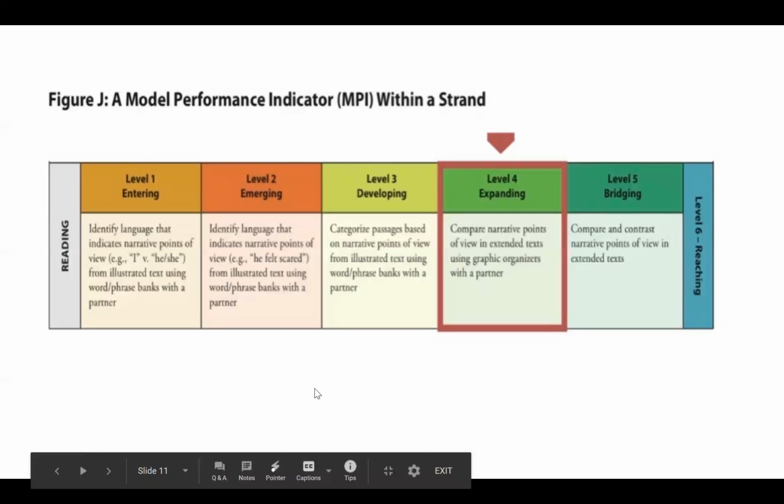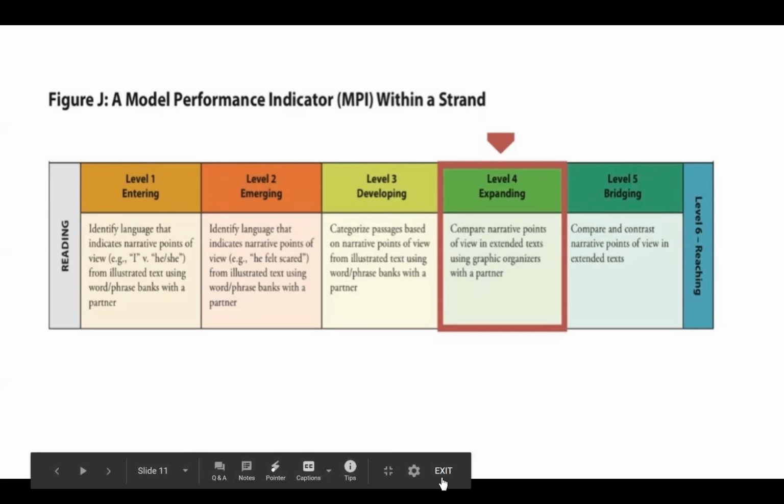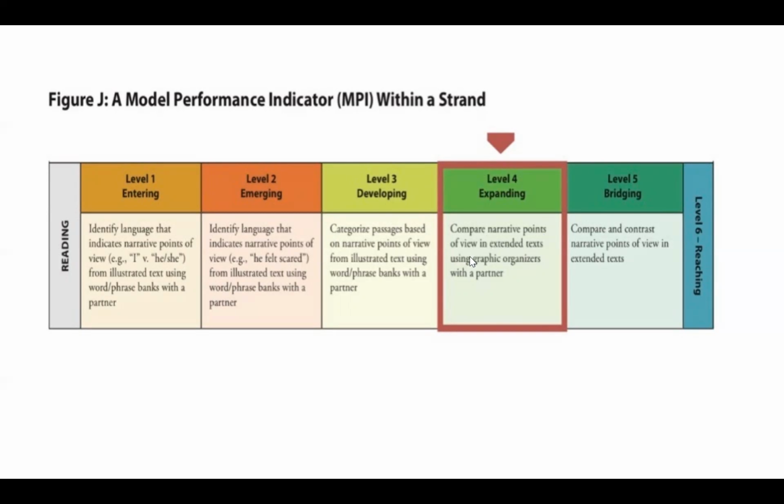In this model figure J, you see a model performance indicator within a strand. WIDA calls these strands, and one box here is one MPI. So in this one, we're going to look at reading. We have our proficiency levels going across the top, but we're going to look at level 4, expanding. We have: compare narrative points of view in extended text using graphic organizers with a partner.